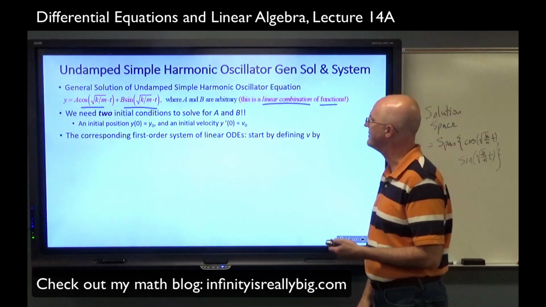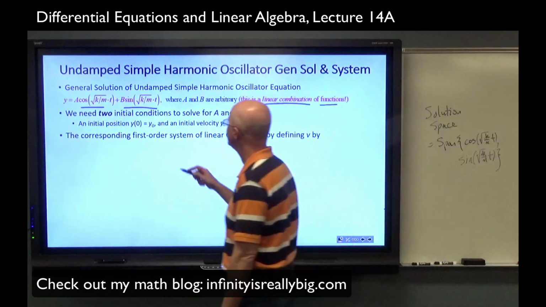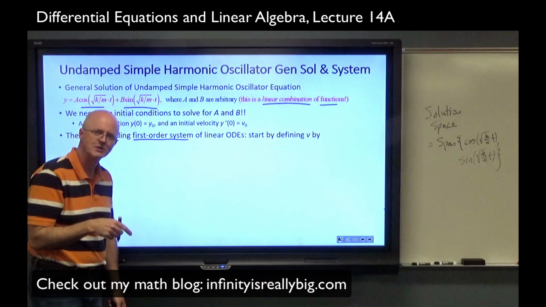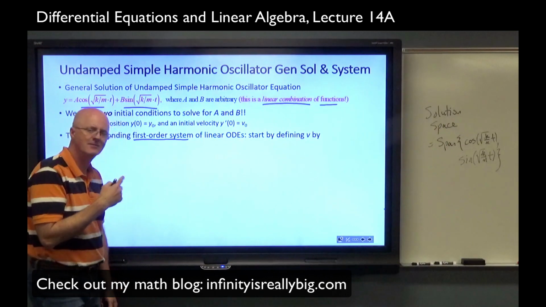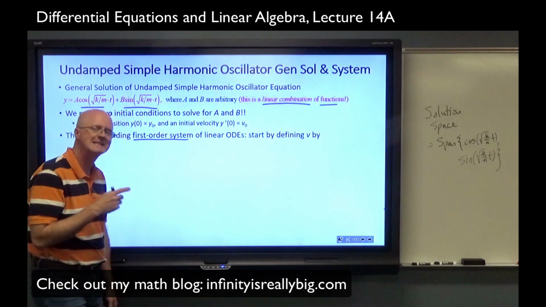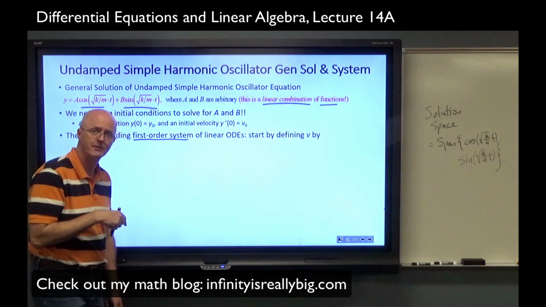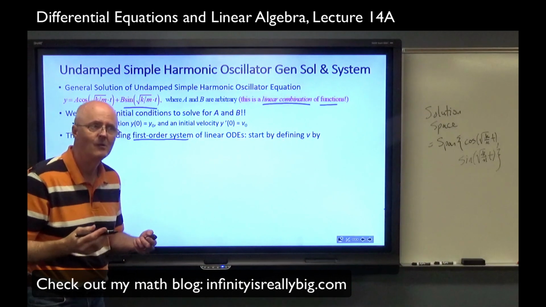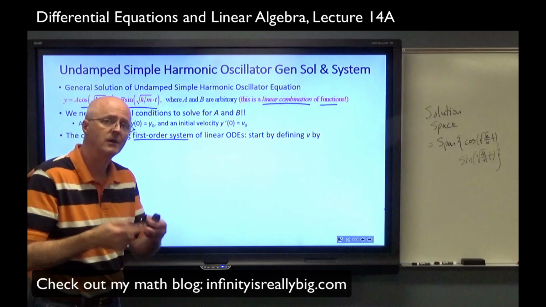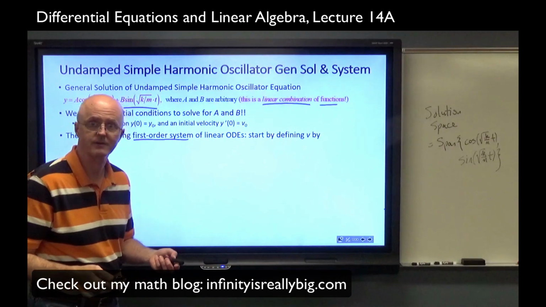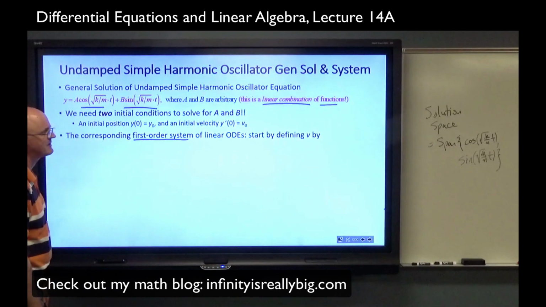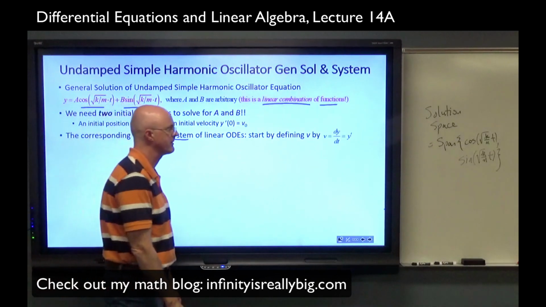What's the corresponding first-order system? The original differential equation was a second-order differential equation. I can convert that single scalar second-order equation to a first-order system involving just first derivatives. What's the benefit of that? Well, it is easier to interpret geometrically, we will see. And we will also see that it's easier to apply Euler's method, a numerical approximation scheme, when we need to. You start this by defining v to be the derivative of y with respect to t.